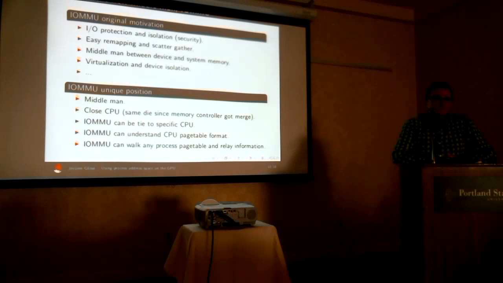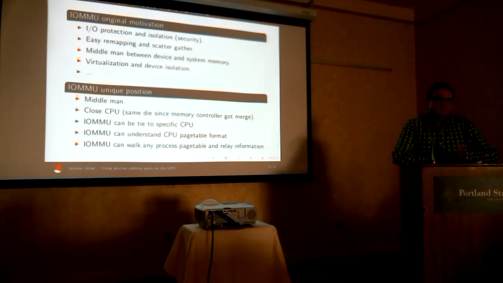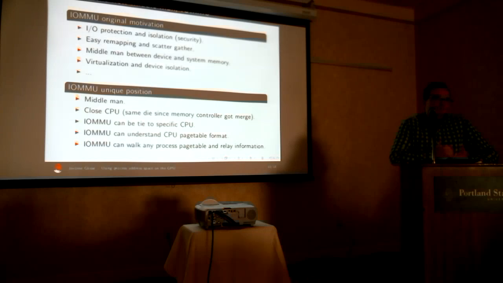But one of the other things about the IOMMU is that it's in a unique position. It's between your devices and the memory. It's the middleman. You have to go through the IOMMU on modern hardware, x86 and most modern ARM too, because most of the time there is also an IOMMU between your device and the memory. It's very close to the CPU, since most of the memory control has been included on the die with the CPU. It's the same technology most of the time.